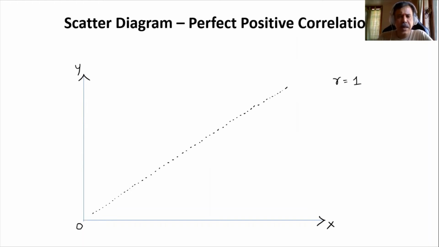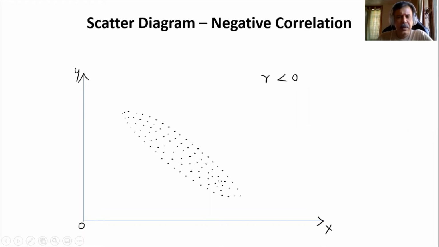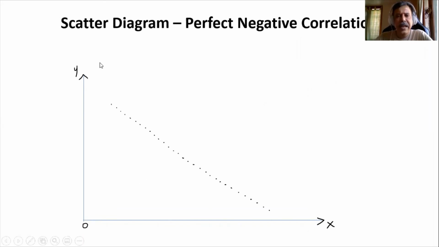It moves in the same direction, meaning sloping upward. So here also it is sloping upward, but it is almost like a straight line. And if it is negatively correlated, then r will be exactly equal to -1. It is sloping downward, almost like a straight line.